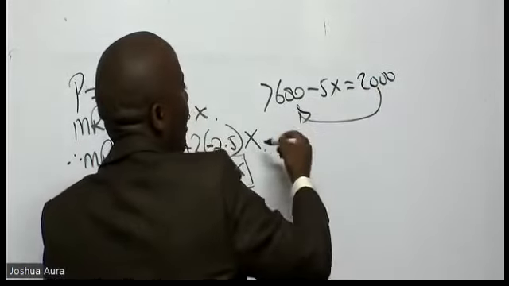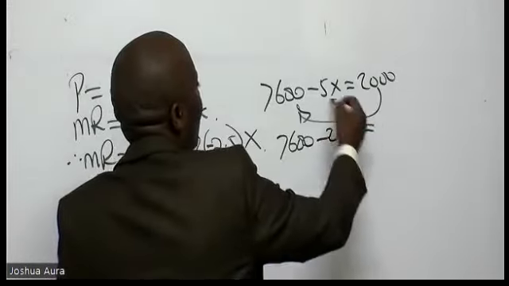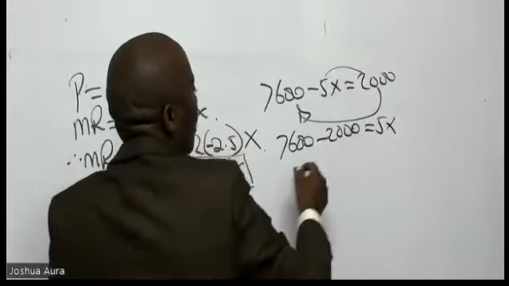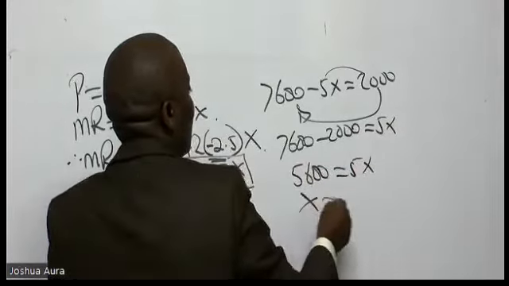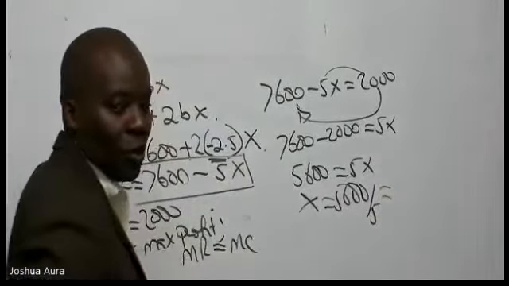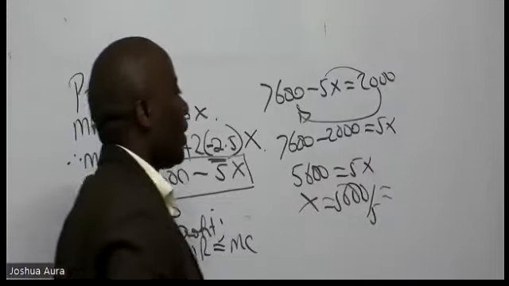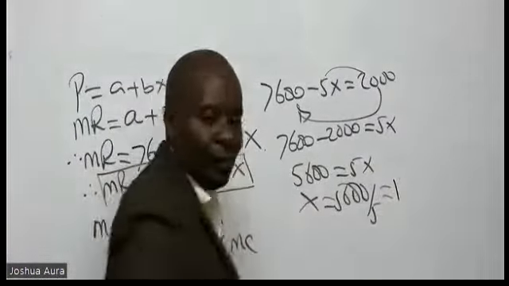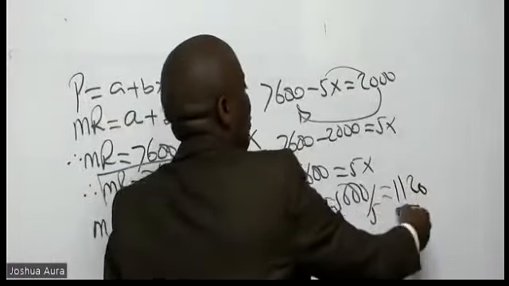So bring this here. It will be 7,600 minus 2,000 equals 5X. So this will be 5,600 equals 5X. X will be 5,600 over 5, which will end up giving us what figure, somebody here? X is 1,120. Thank you so much.